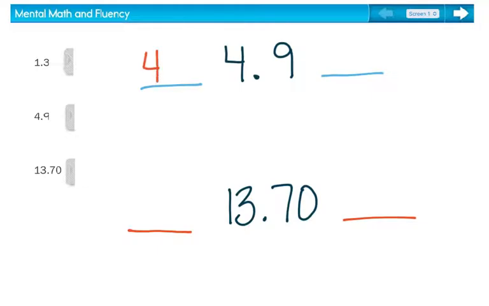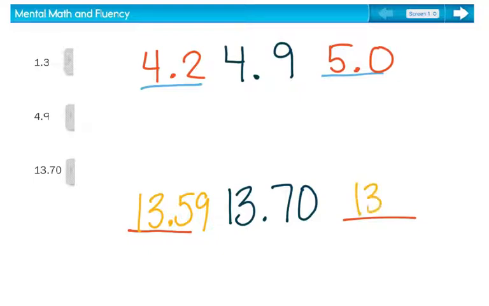I could say 4 2/10 is less than, and 5 is greater than. I could say 13 59/100 is less than, and 13 72/100 is greater than.